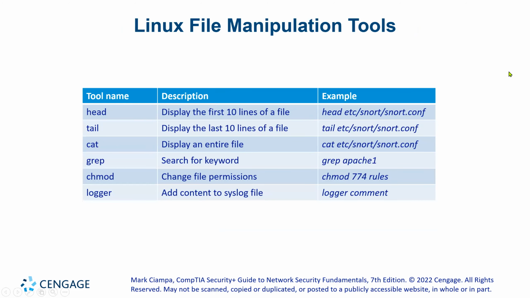Linux file manipulation tools. There's head, tail, cat, grep, chmod, and logger. So head displays the first 10 lines of a file. Tail displays the last 10. Cat displays an entire file. Grep, remember that one. I can guarantee you're going to be using that. Search for a keyword. And chmod changes your file's permissions. Logger adds content to a syslog file.